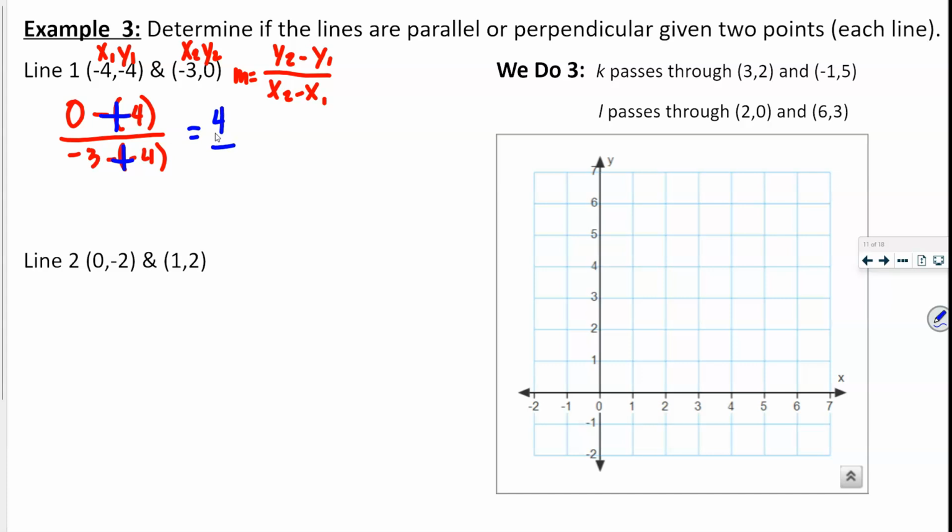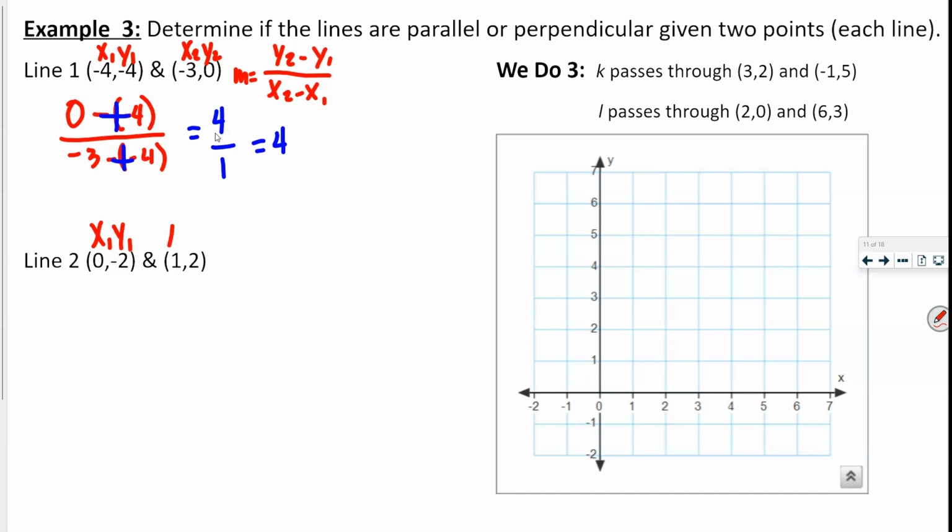So remember, when you don't have the same signs, you always subtract and keep the sign of the larger number. The larger number here is 4, so 4 minus 3 is 1, right? So this is going to be 4. That's the slope of our line 1. Now we're going to do the same thing down here with line 2.